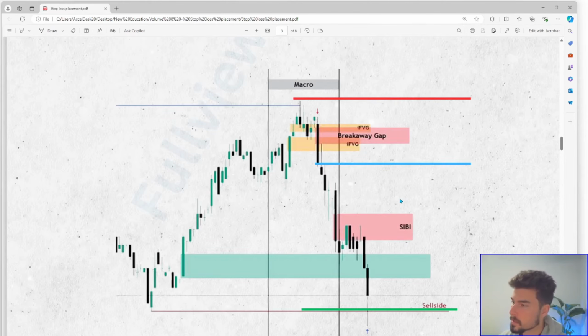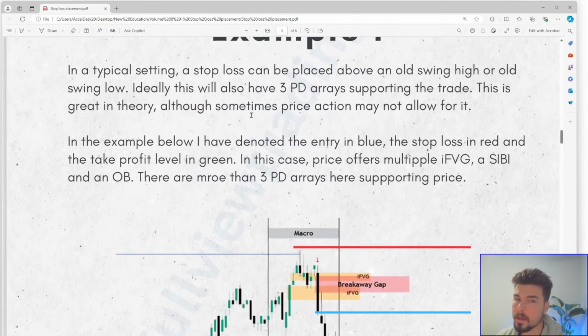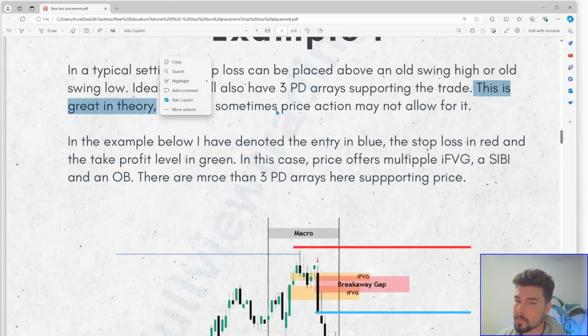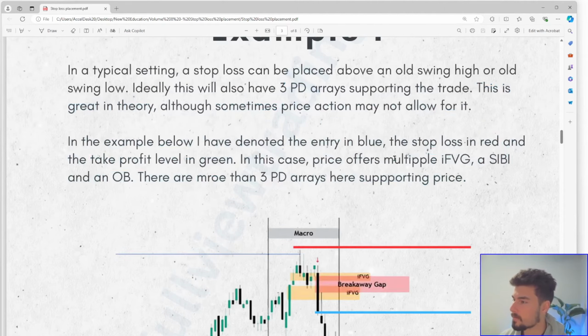So my stop loss in this position, it's a very generic situation where your stop loss goes above the swing high that raided liquidity or below the swing low that raided sell side. It's the same kind of thing. And this is a very generic situation, but in this case, I'm more than happy to have my stop loss here. And it's exactly what I've talked about here. Most of the time, ideally you have 3 PDRAs supporting the trade. Ideally, right? Now this is great in theory, although sometimes price does not allow for it, which is really important to keep in mind.